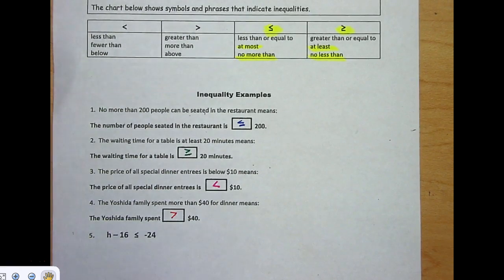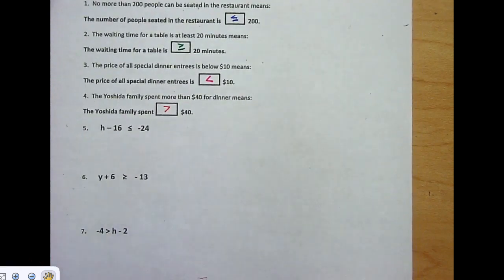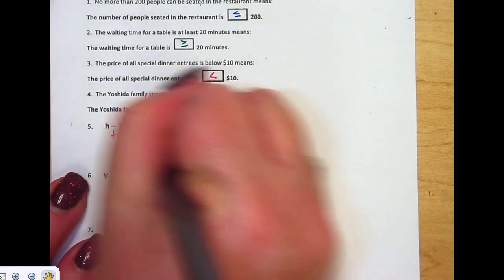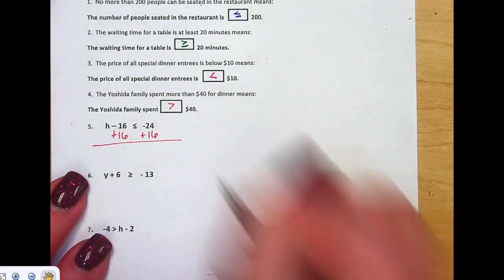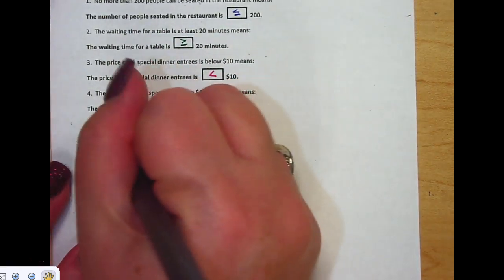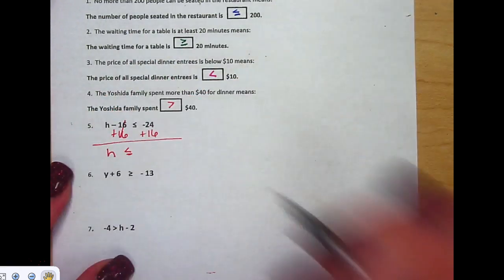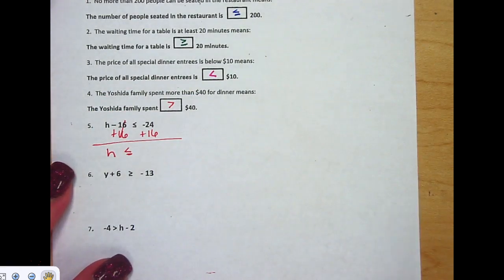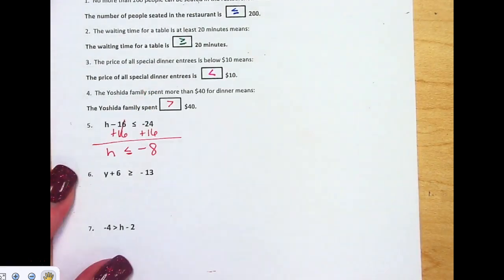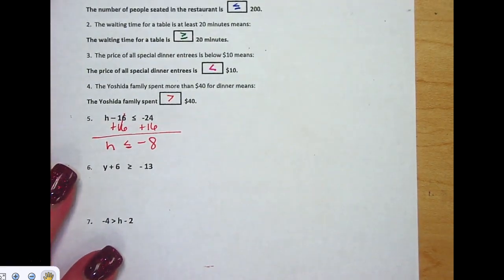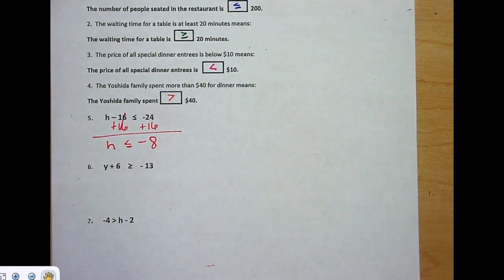All right, so let's try these problems right here, and then we'll put this in our journal, and we'll be done for today. So add 16 to both sides. And we are left with H is less than or equal to negative 24 plus 16. Positive 8 or negative 8? Negative 8. You do not have to graph it unless it tells you to graph it.